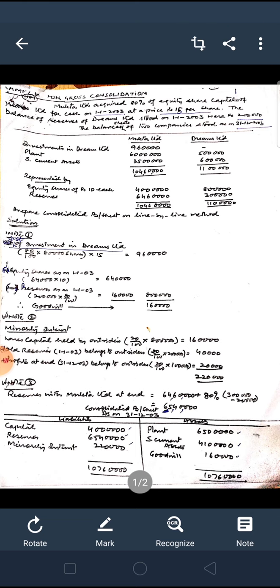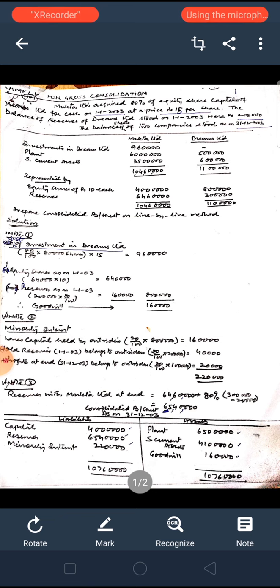Here, Mukta Limited acquired 80% of equity share capital of Dreams Limited for cash on 1st January 2003 at a price of 15 rupees per share. So Mukta Limited becomes the parent company and Dreams Limited becomes the subsidiary company. The balance of reserves of Dreams Limited on the date of acquisition, 1st January 2003, was 2 lakh rupees.